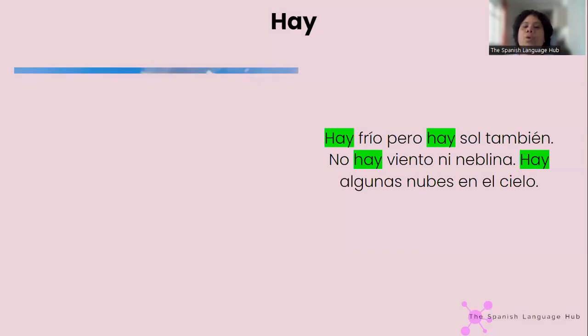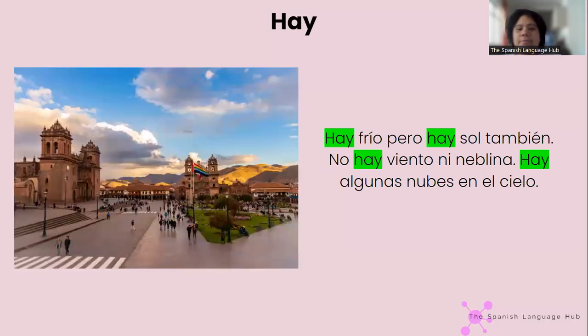Now, when we talk about the weather, hay frío, pero hay sol también. No hay viento ni neblina. Hay algunas nubes en el cielo. So we can also use hay to talk about some aspects of the weather. We cannot talk about everything about the weather with hay, but some aspects. For example, the temperature. Hay frío. So here I translate it as it's cold.